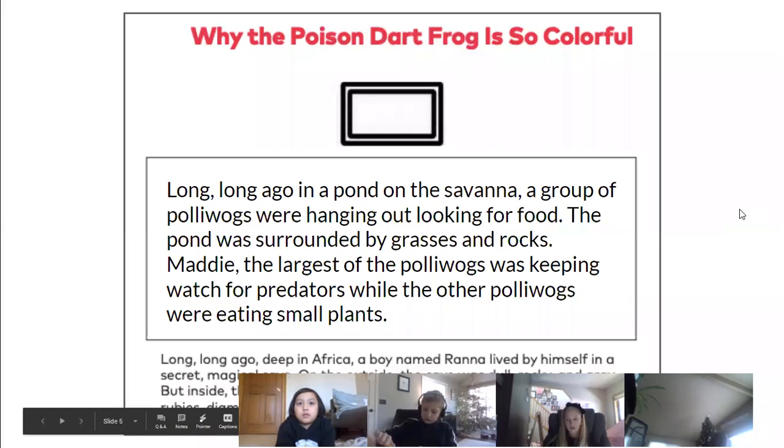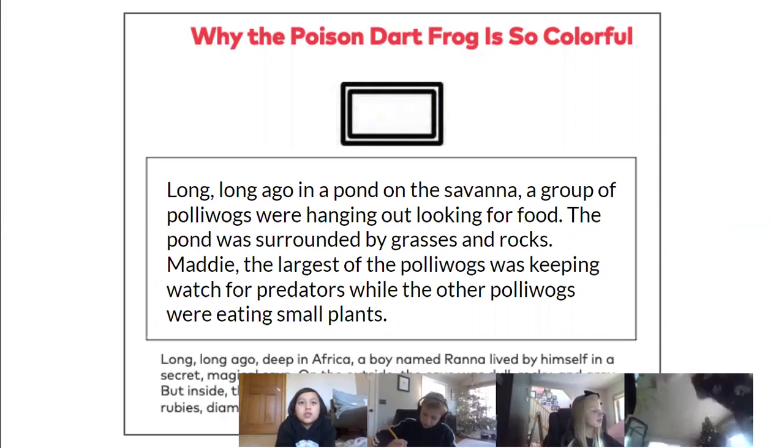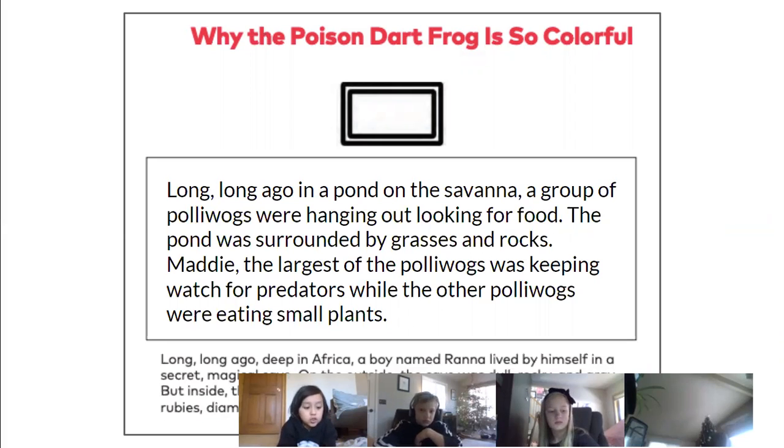So we took those ideas that were on page 10 in that very first section, and we turned that into 3 sentences. Long, long ago, in a pond on the savannah, a group of pollywogs were hanging out looking for food. The pond was surrounded by grasses and rocks. Maddie, the largest of the pollywogs, was keeping watch for predators, while the other pollywogs were eating small plants. Does everybody see how we took what was in the beginning and put them in those 3 sentences?